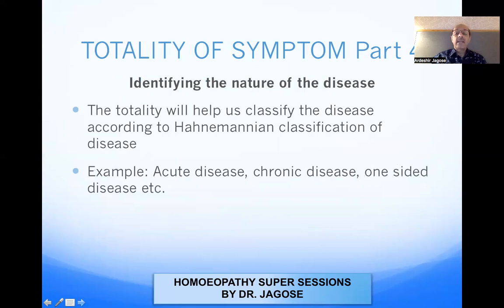Then identifying the nature of the disease. The totality will help us to classify the disease according to Hahnemannian classification of disease. Once we get the totality, we have to see under what classification of Hahnemann the symptoms appear. For example, is it an acute disease? Is it a chronic disease? Is it a one-sided disease, etc.